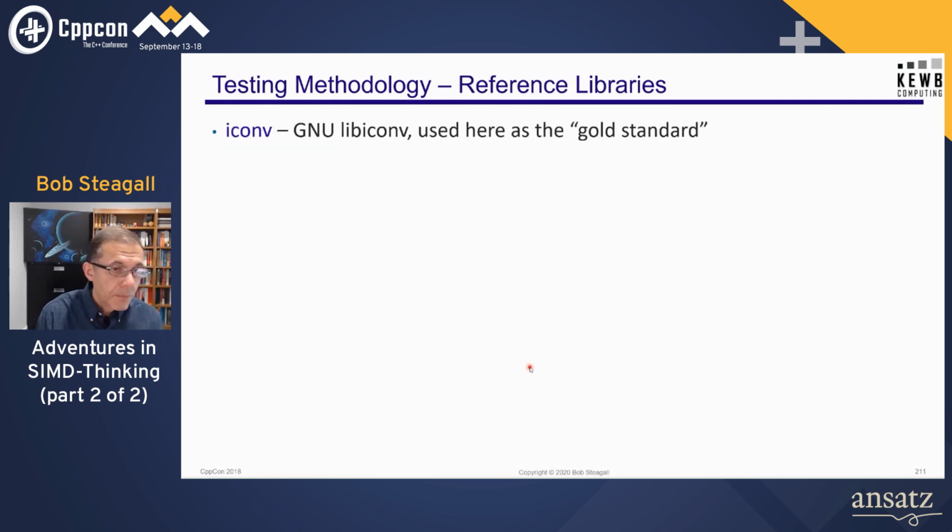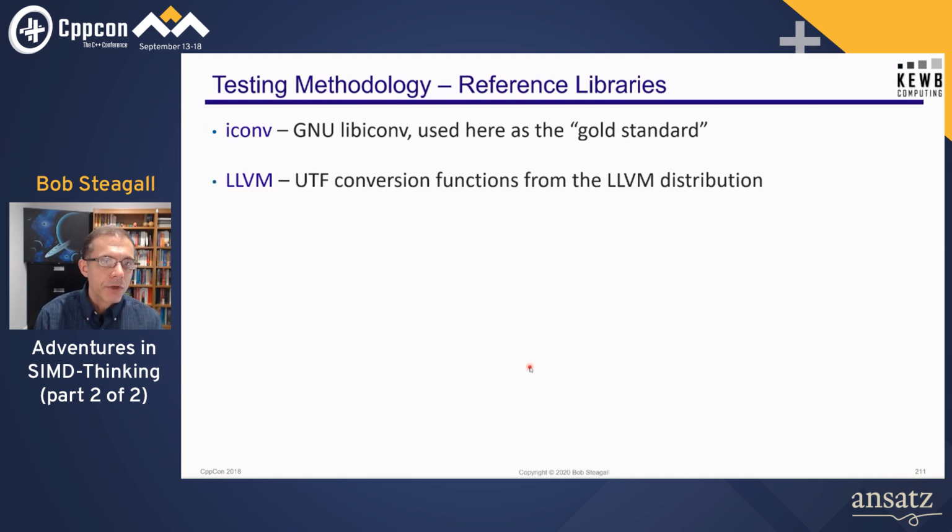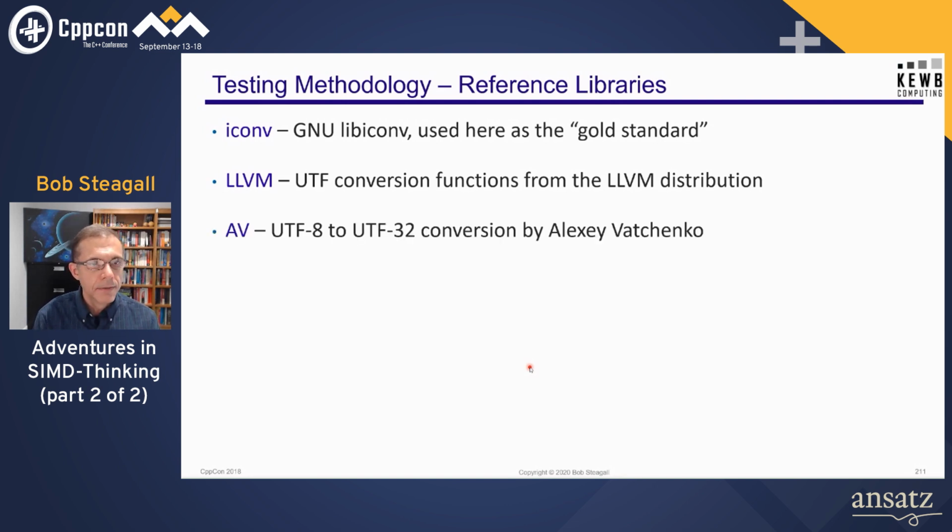So I wanted to compare my conversion against other libraries. So I used iconv from the GNU library, which I consider to be the gold standard because everybody seems to refer to it and it seems to get things right. I'm sure perhaps some UTF and internationalization experts would disagree with me, but it seemed like a reasonable choice. There were UTF conversion functions that were part of the LLVM distribution that go into Clang. There was an implementation by a gentleman named Alexey Vatchenko that converted UTF-8 to 32.